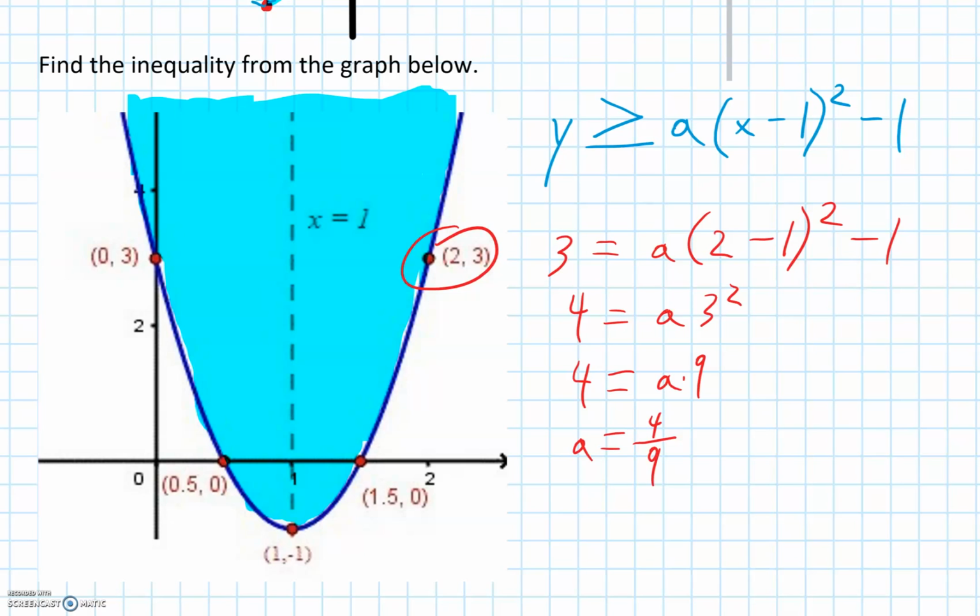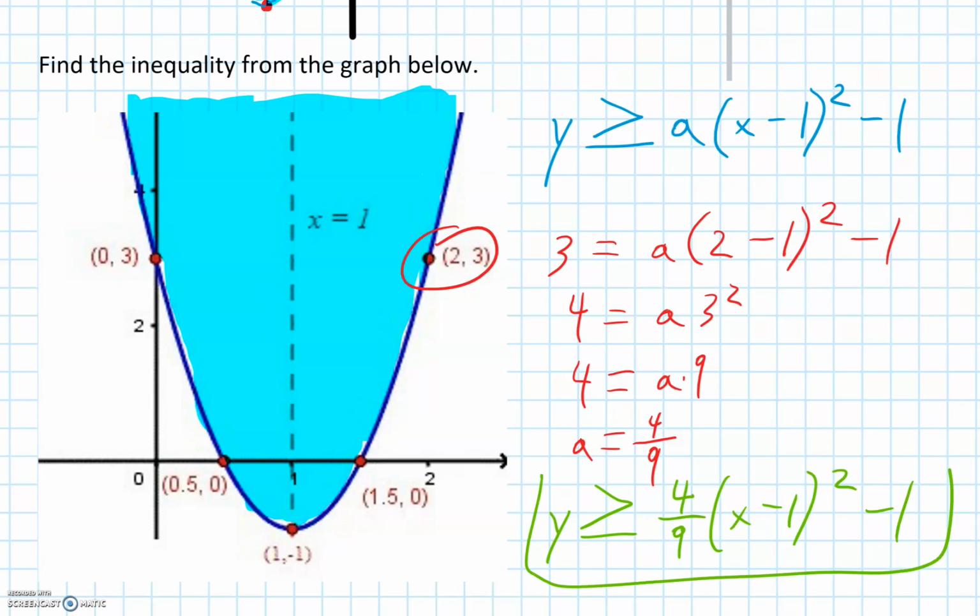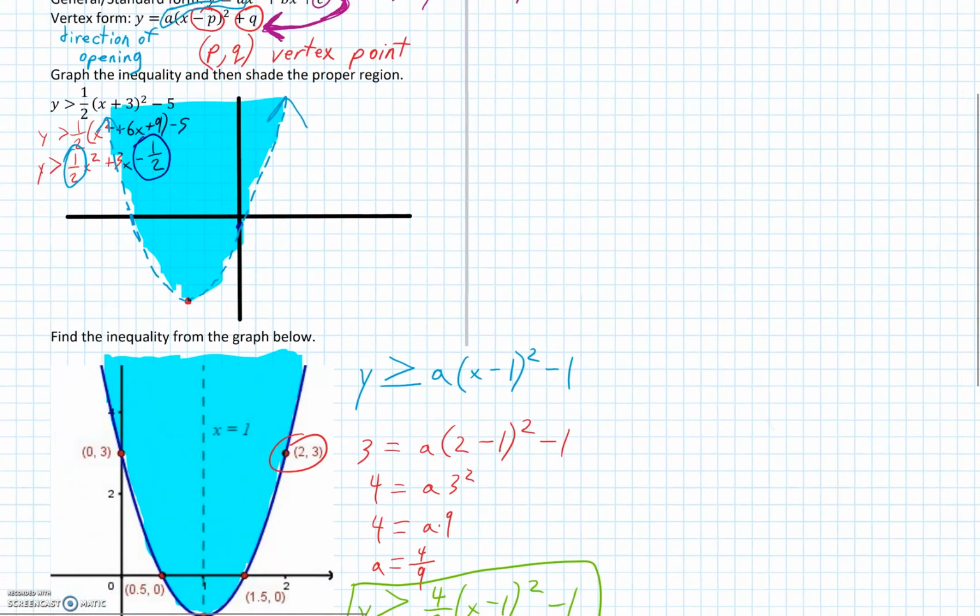By doing that, we can finally put in our value for a and finish our entire inequality. So 4 over 9, x minus 1 squared minus 1. And this is our inequality from the graph.